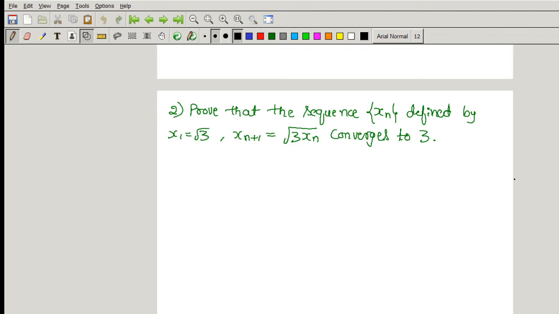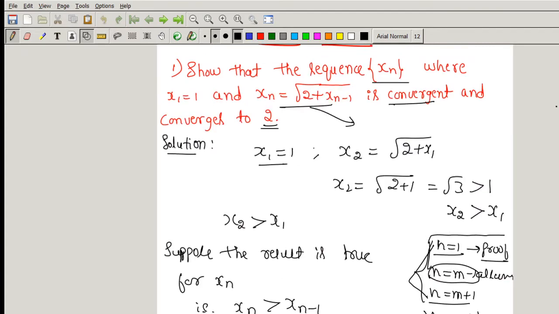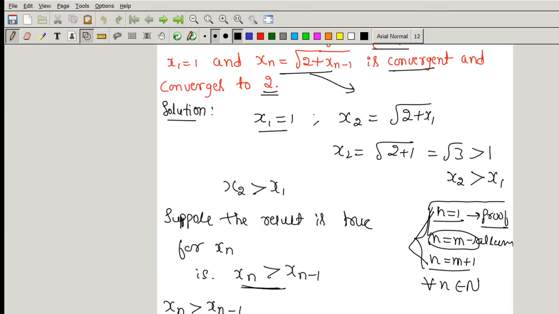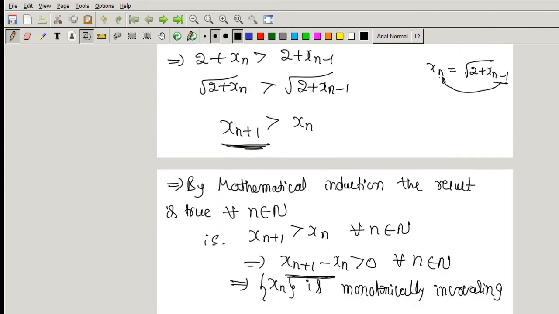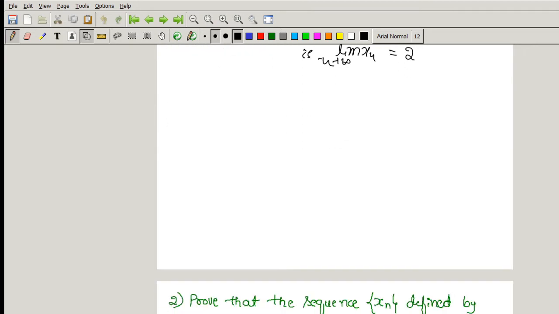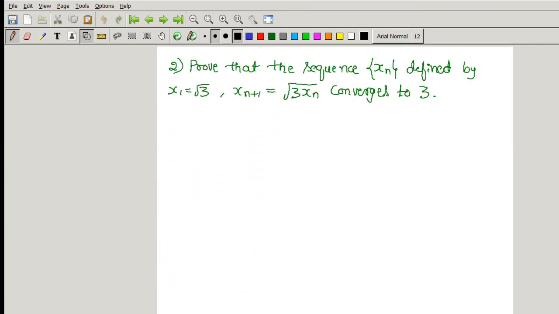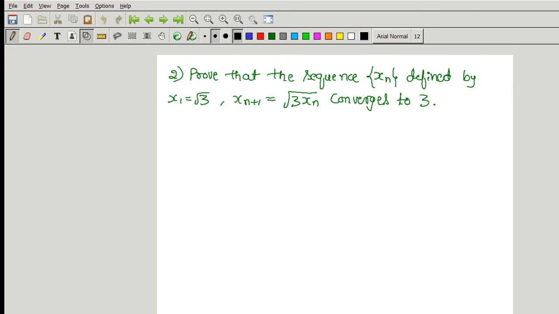And in the last video, I explained a similar problem, that is, show that the sequence xn where x1 is equal to 1 and xn is equal to root of 2 plus xn minus 1 is convergent and converges to 2. To prove this problem, I have used mathematical induction. By using mathematical induction, I explained the last problem. In a similar way, using the same mathematical induction, I am proving this result.